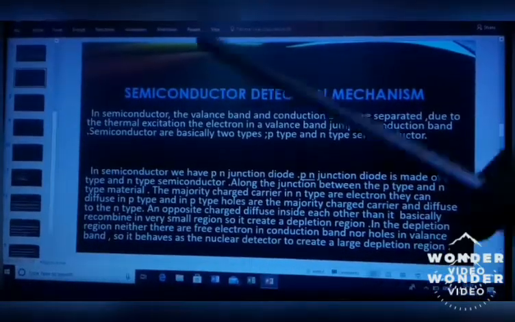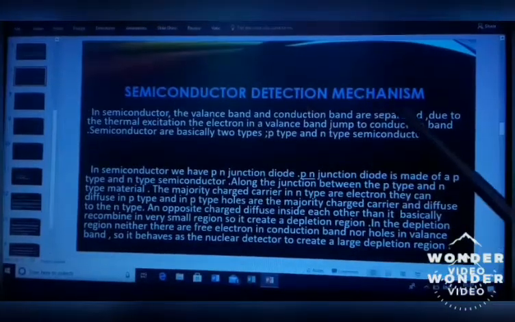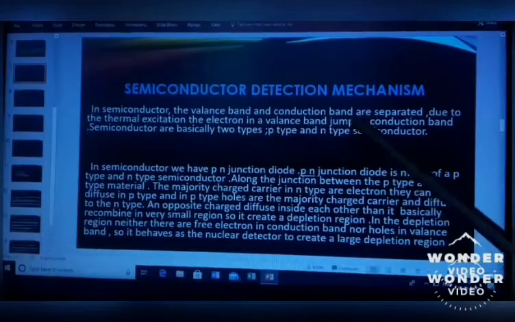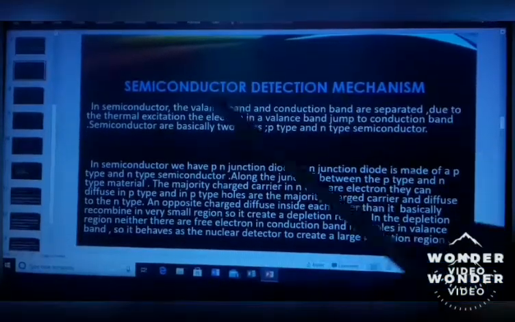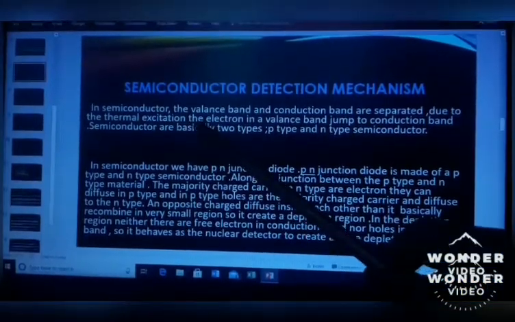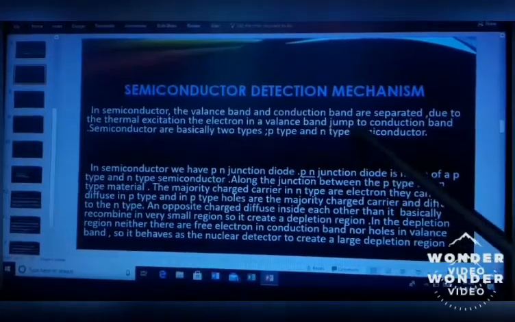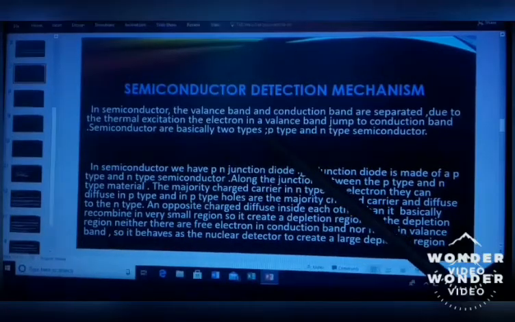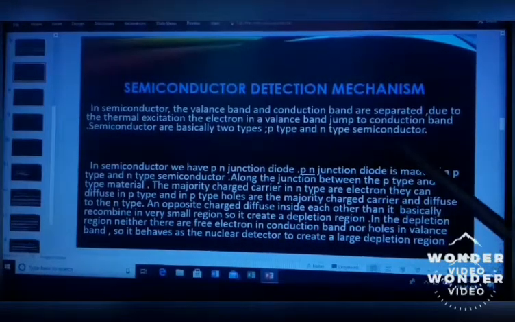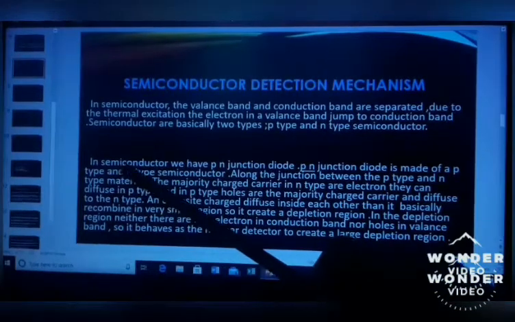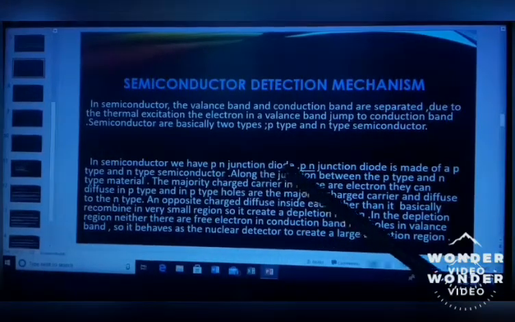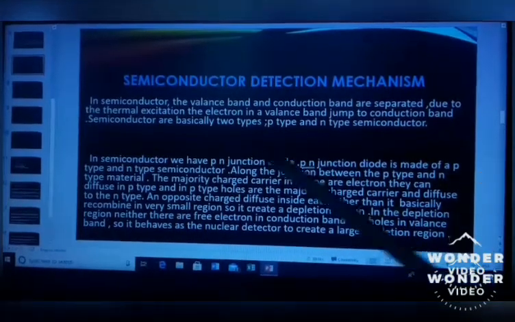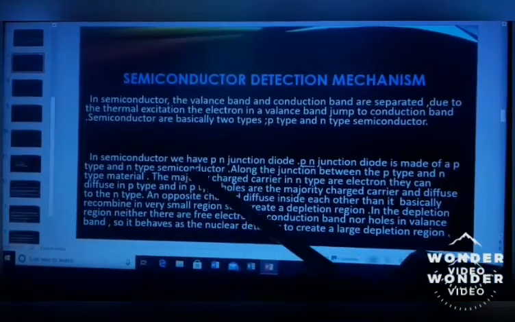So now the semiconductor detection mechanism. In a semiconductor, the valence band and conduction band are separated. Due to thermal excitation, the electrons in the valence band jump to the conduction band. Semiconductors are basically of two types, p-type and n-type semiconductor. In semiconductors, we have the p-n junction diode. A p-n junction diode is made of a p-type and n-type semiconductor.